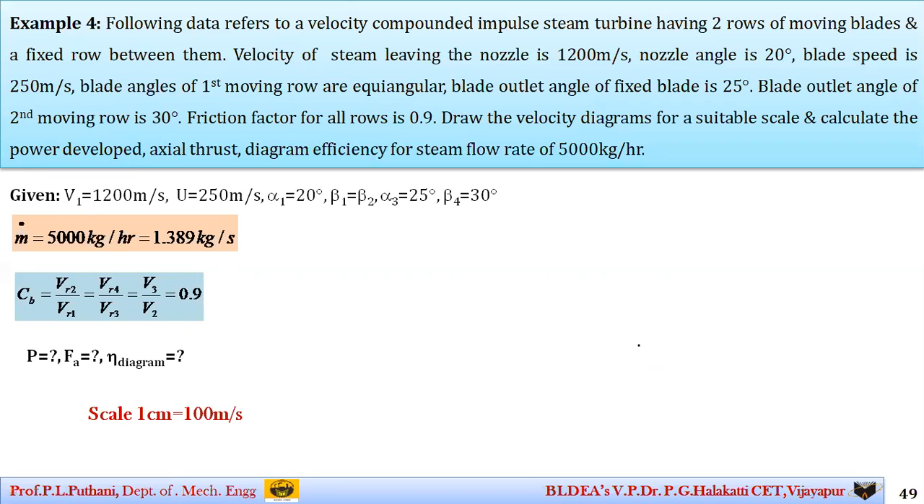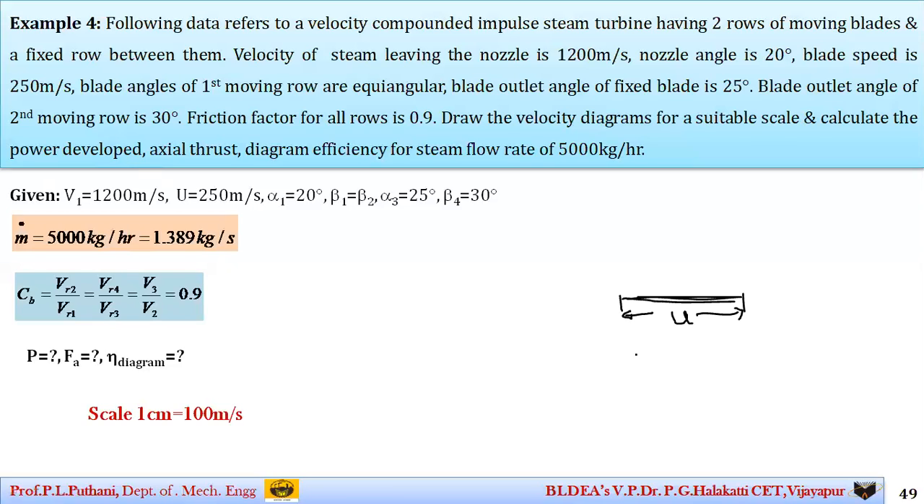So tangential speed U is equal to 250 meters per second. You can see here, I have drawn this one, U is equal to 250 meters per second. Say this is tangential speed U. 250 meters per second in the scale becomes 2.5 centimeter according to this particular scale.